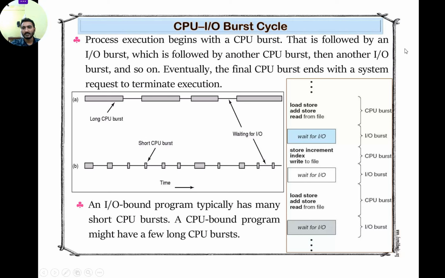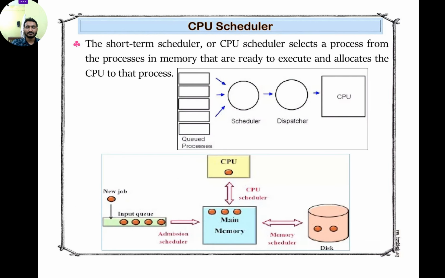Here you can see first there is a CPU burst, then an I/O burst, again a CPU burst, an I/O burst, and so on. First you have to load a store, add to a store, read from file, then wait for I/O, and then you can continue to execute your process. Go to the next slide.